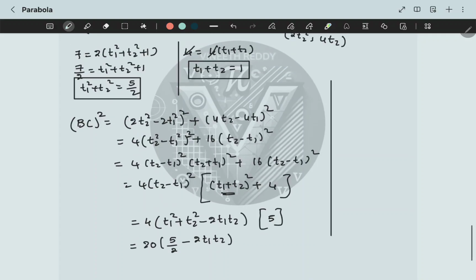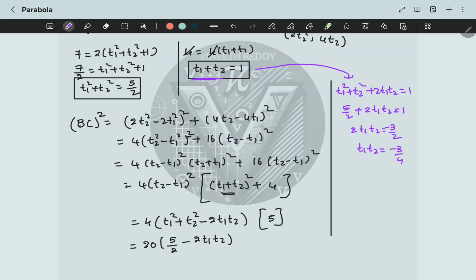So for that we will do one thing, dear students. Let us square this on both sides. So we get t1 square plus t2 square plus 2 t1 t2 is equal to 1 square, which is 1, right? I'm just squaring it. Now what is t1 square plus t2 square? That is 5 by 2. So 2 t1 t2 should be 1 minus 5 by 2, which is minus 3 by 2, and t1 t2 is equal to minus 3 divided by 4.